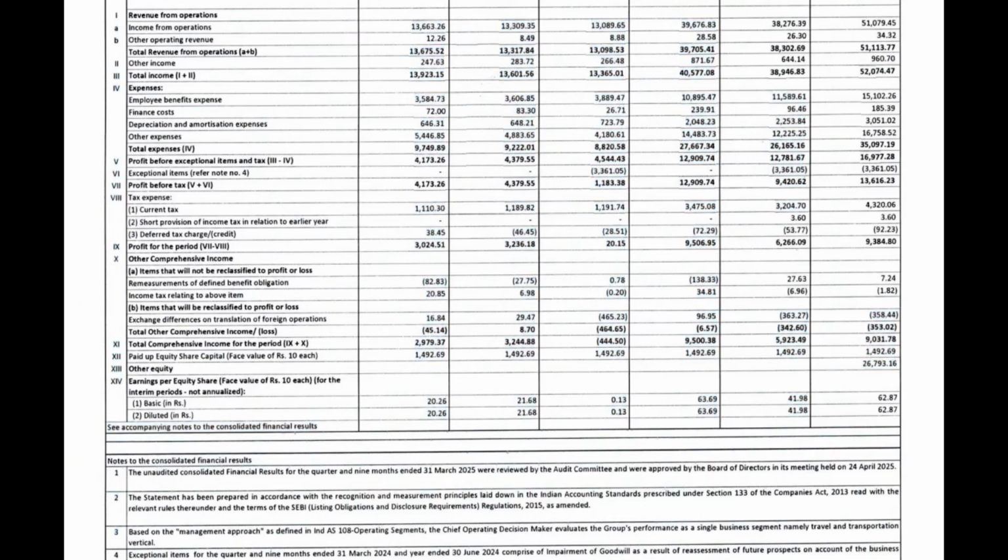Income tax is pretty similar compared to the last year. Total income is pretty similar. If you add these two, this would be 9.5 or 95 crore. This is 95 crore.